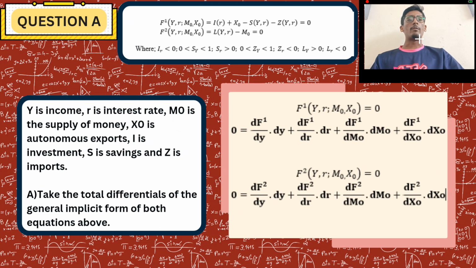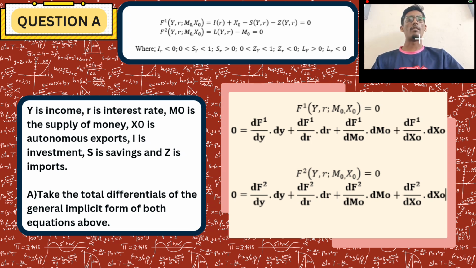Alright, let's start with question A. For question A, we need to take the total differential of the general implicit form. What is the general implicit form? General implicit is where we take the equation before the equal sign. So we have two equations, f1 and f2. Let's do differentiation for both of them.